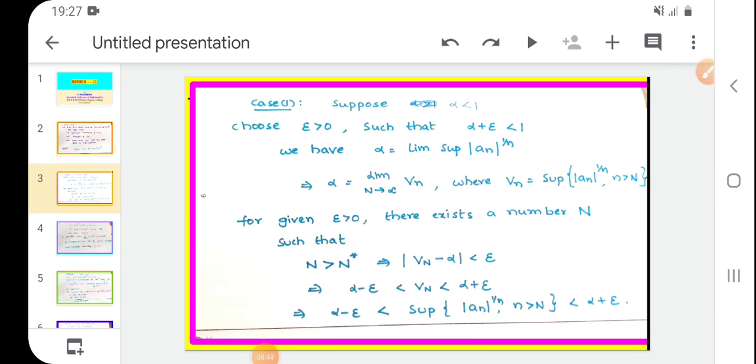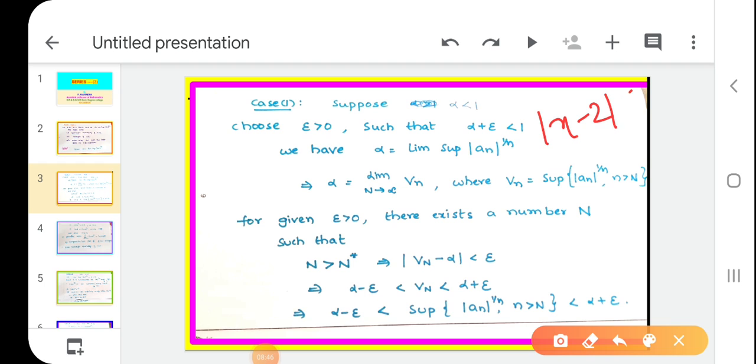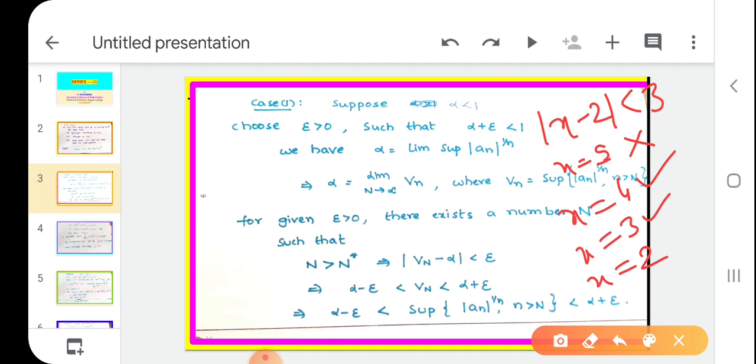Here I take mod x minus 2 less than 3. What are the possible values? Put x equals 5. We get 3. 3 less than 3 is wrong, so x equals 5 is wrong. x equals 4: 4 minus 2 means 2, and 2 is less than 3. So 4 is one of the values of x. Put x equals 3: 3 minus 2 means 1, and 1 is less than 3. So x equals 3 is also a possible value. Put x equals 2: 2 minus 2 is 0, and 0 is less than 3. So x equals 2 is also a possible value.